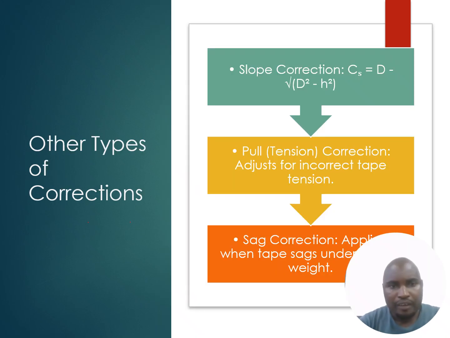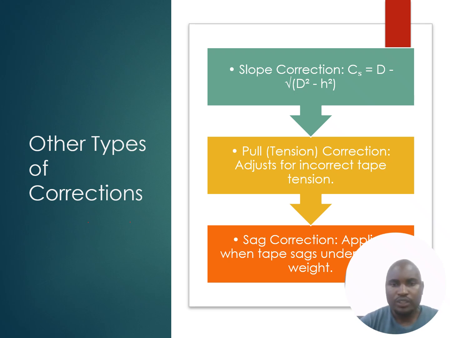We have other types of corrections. We have slope corrections, and the formula is CS, the slope correction, equals distance minus the horizontal distance. We have pull or tension corrections, which adjust for incorrect tape tension. The other one is sag corrections.